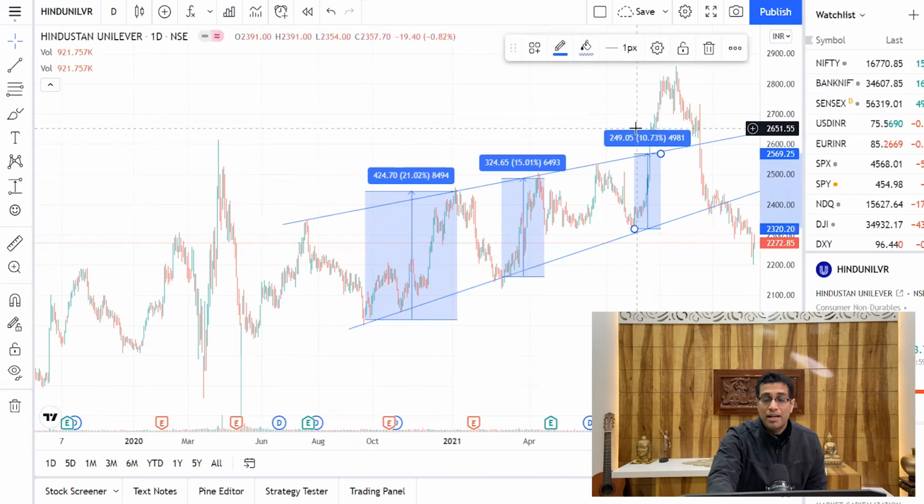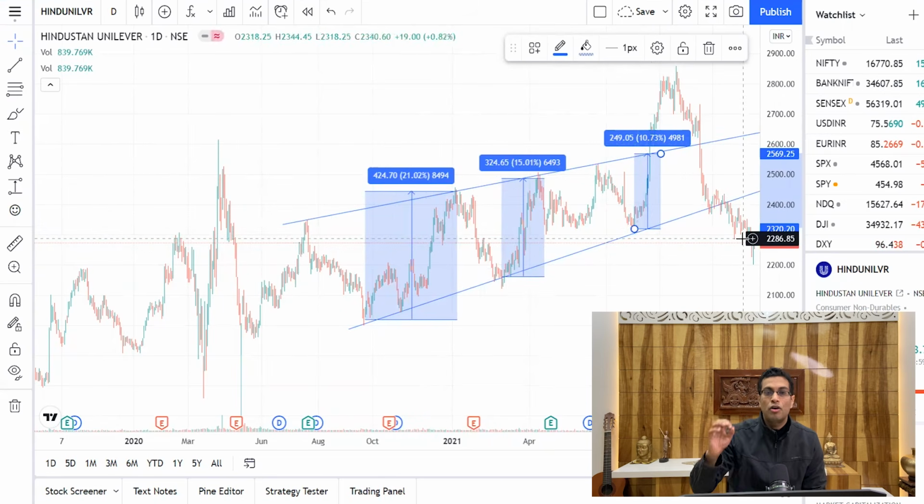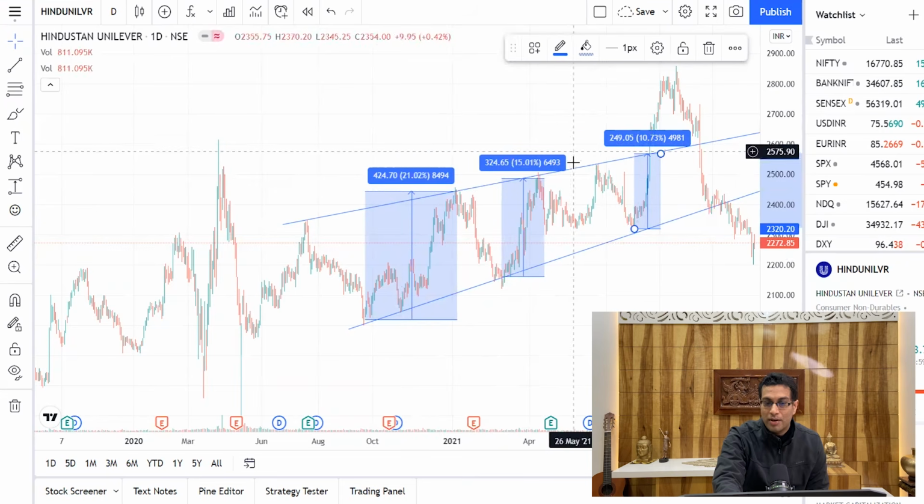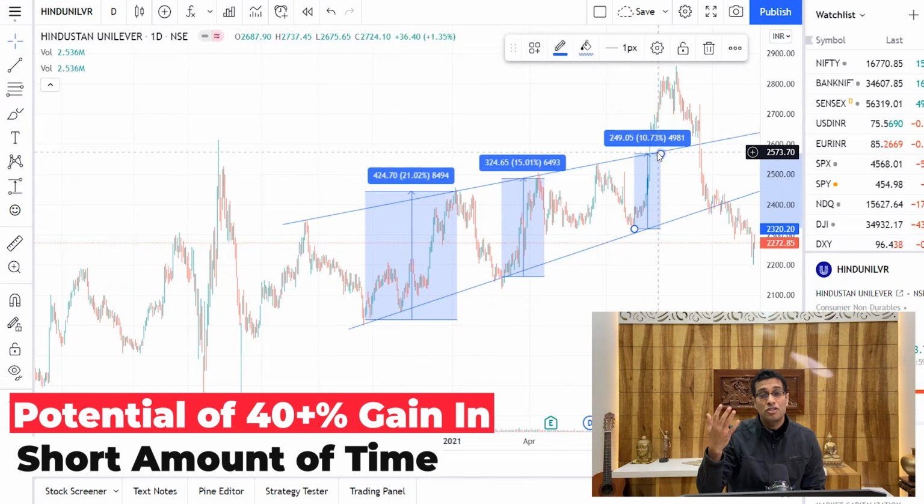And then there was a real breakout. So even if you missed the real breakout, you would have made 21% plus 15% plus 10% gain within a matter of a few months. So if you add all this, 21% plus 15, 36%, 47% gain, you could have easily made from one stock by trading in a stock like HUL.